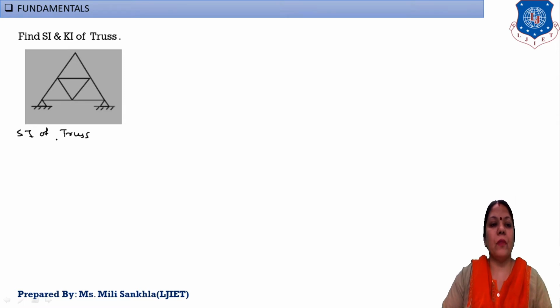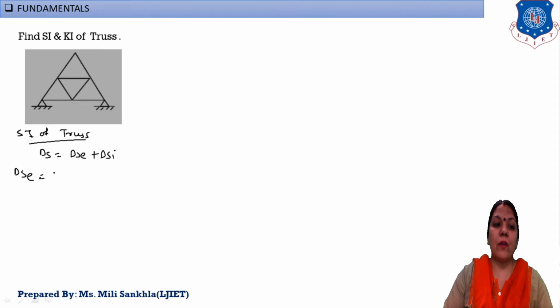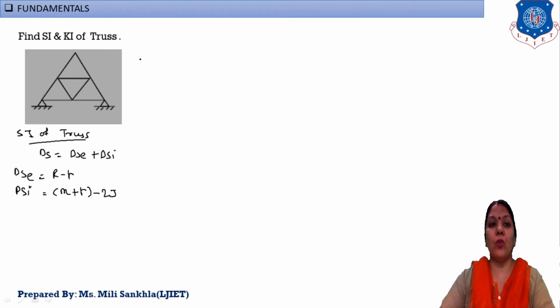Now, what is the equation for the truss? DS is equal to DSE plus DSI. DSE for the given truss is equal to capital R minus small r, and DSI is equal to m plus r minus 2j. One by one, first we find the unknown values: capital R, then small r, then the number of joints and the number of members.